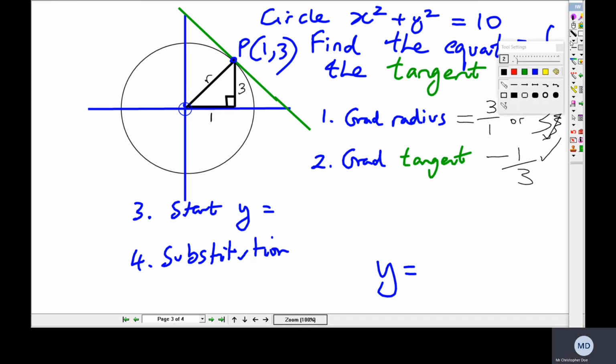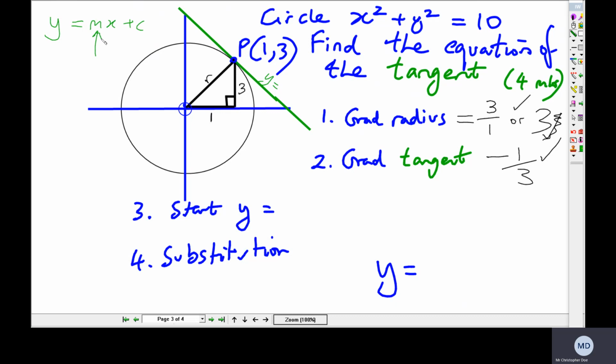So Max, you know it's y equals. Every straight line is a y equals line. Every diagonal line: mx plus c. What does m stand for? Can you remember? Every straight line, we can write it like this: y equals mx plus c, and the m part is always gradient.